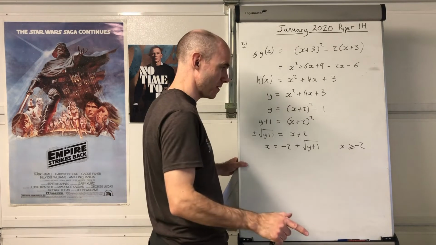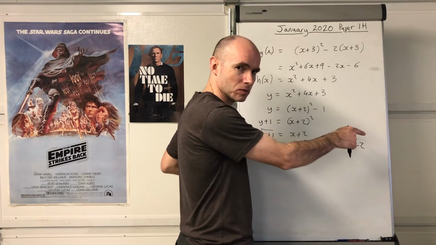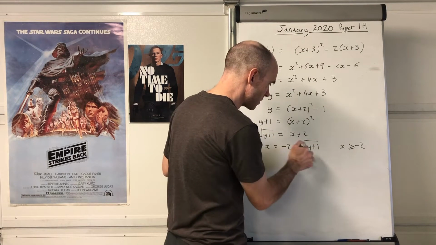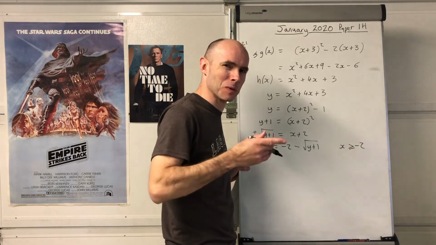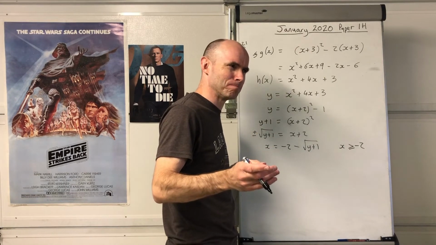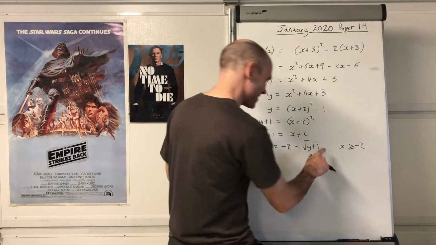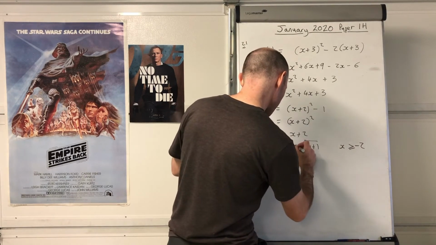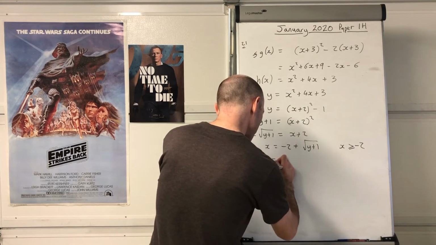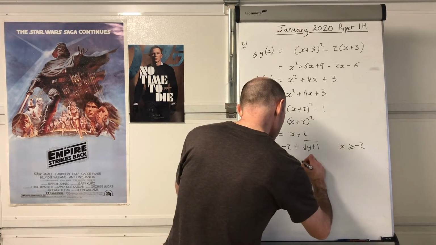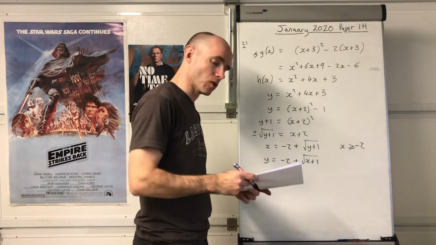Because if the question said x is less than or equal to -2, then you'd have had to have had that. That happened with a year 13 question a few weeks ago, and it caught about 90% of them out. So you just bear that in mind. And then what you do is just swap the x's and the y's over. So you put y equals -2 plus root x plus 1. And that's what you write in your answer spot.